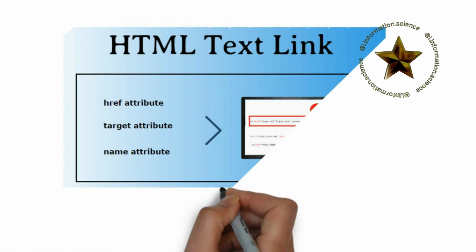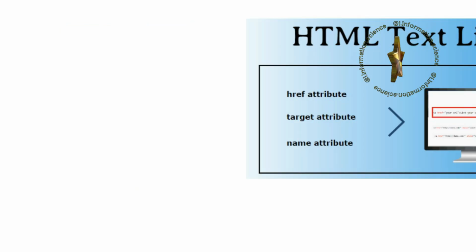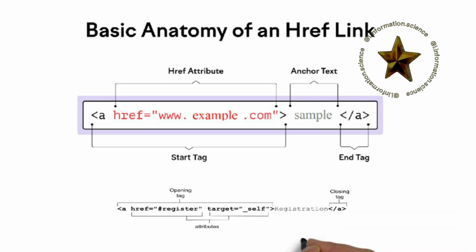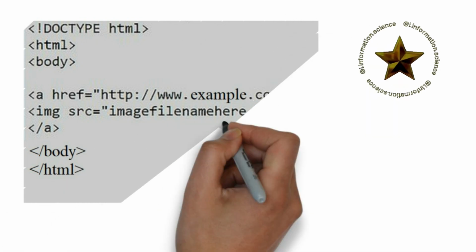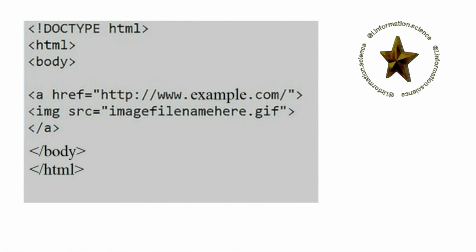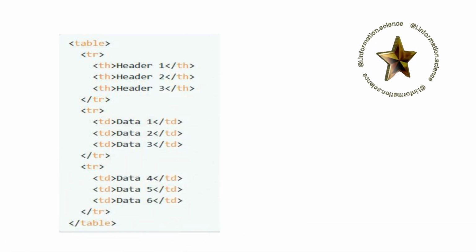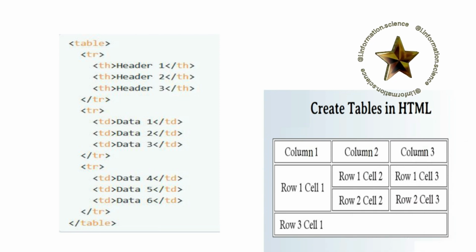HTML link attributes are used to define the properties and behavior of hyperlinks. The most important attributes are href, target, title, rel or relationship, etc. Image. To use an image as a link in HTML, you need to place the img tag inside the a tag. Table. To create a table in HTML, you can use the table, tr, th, and td tags. Here is a simple example of a basic table.